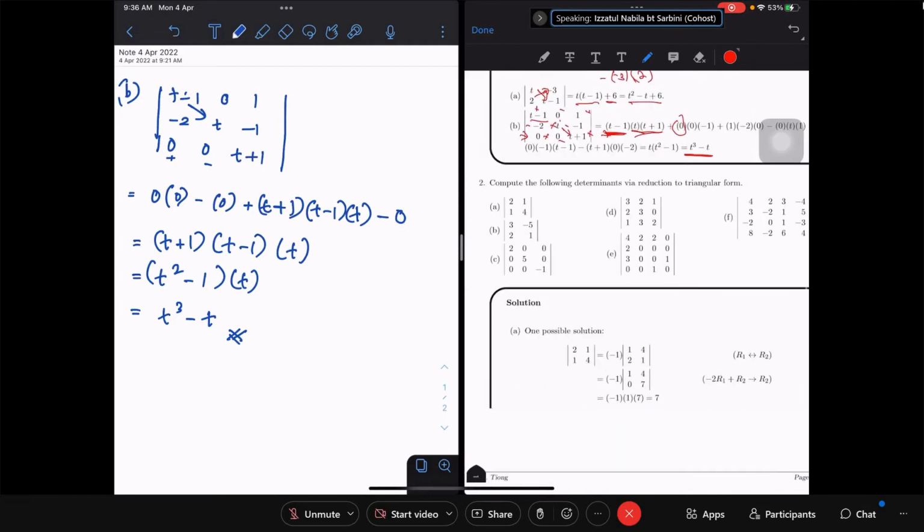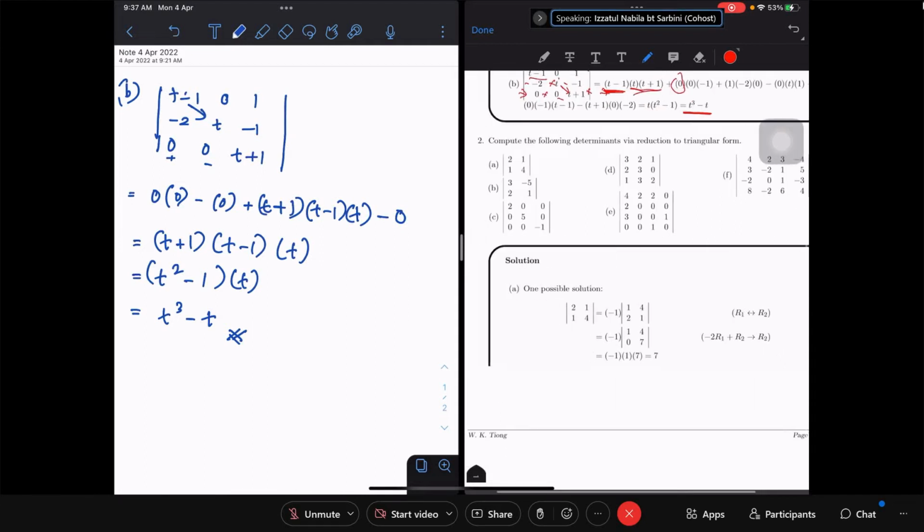Then question number 2: compute the following determinants using reduction. So you need to calculate your determinants using reduction. In case the question does not specify any method, you can choose whatever method you want to calculate the determinant. But in cases where the question does specify which method to use, then you follow the question.